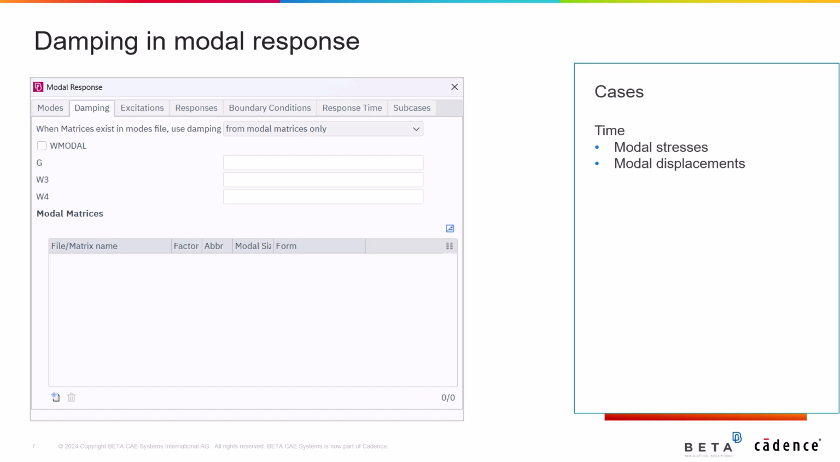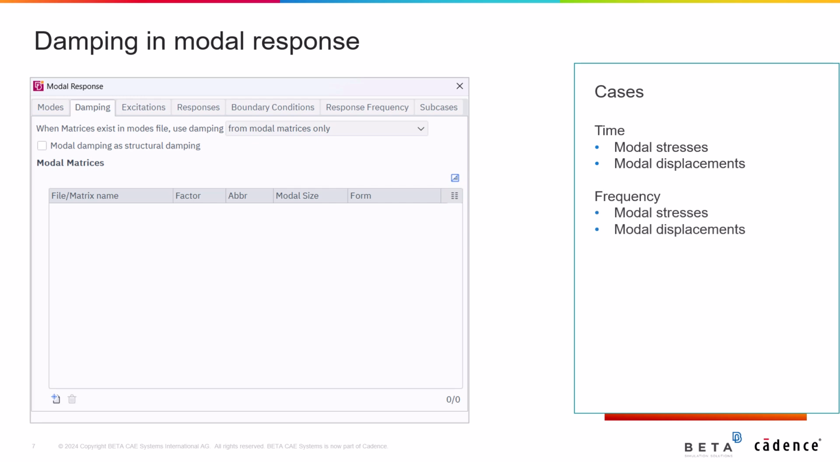Then, we have included the damping in modal response. It can be found in the Modal Response window. There, the damping parameters can be set to be taken into consideration. It is applied in time and frequency domain for the cases of modal stresses and modal displacements.